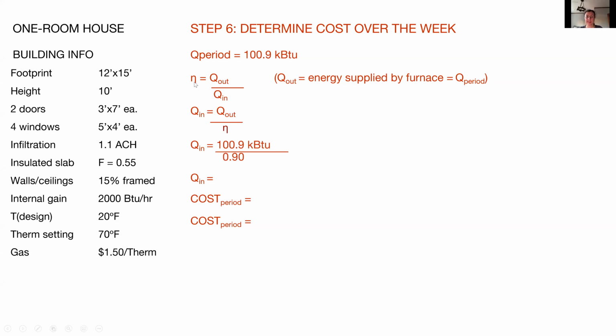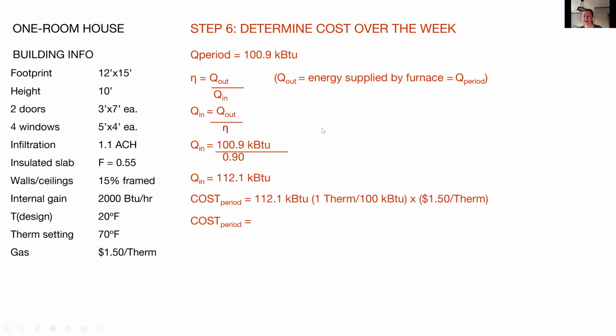So the efficiency, 90%, equals Q out over Q in. Rearranging that, we get Q in equals Q out over the efficiency. So Q in equals 100.9 kilobtus over 90%, or 0.9. Multiplying that out, we get 112.1 kilobtu. So you have to put in 112 kilobtu to get 101 kilobtu out. So you put in a little bit more than you get out.